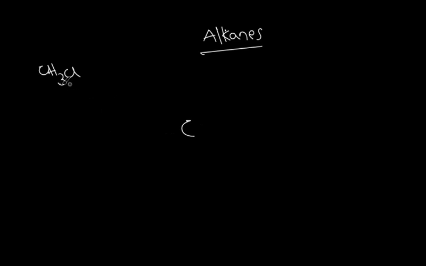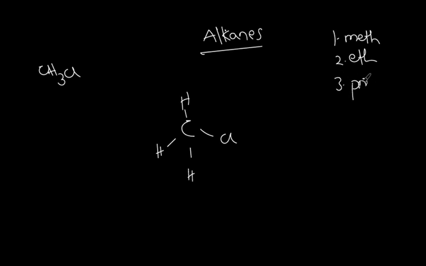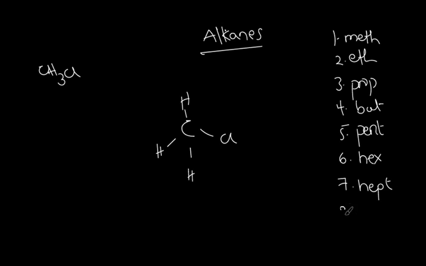So we have C, 1 carbon, then we have 3 hydrogens. Then we have 1 chlorine. So over here we only have 1 carbon. Now if you have 1 carbon, the prefix is what? Meth. If you have 2, it is what? Eth. 3 is prop. 4 is but. 5 is pent. 6 is hex. 7 is hept. 8 is oct. 9 is non. And then 10 is dec.